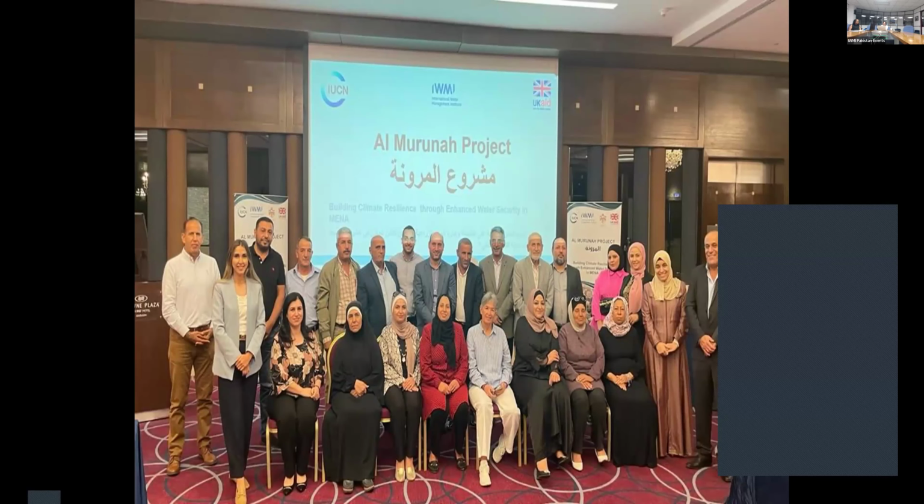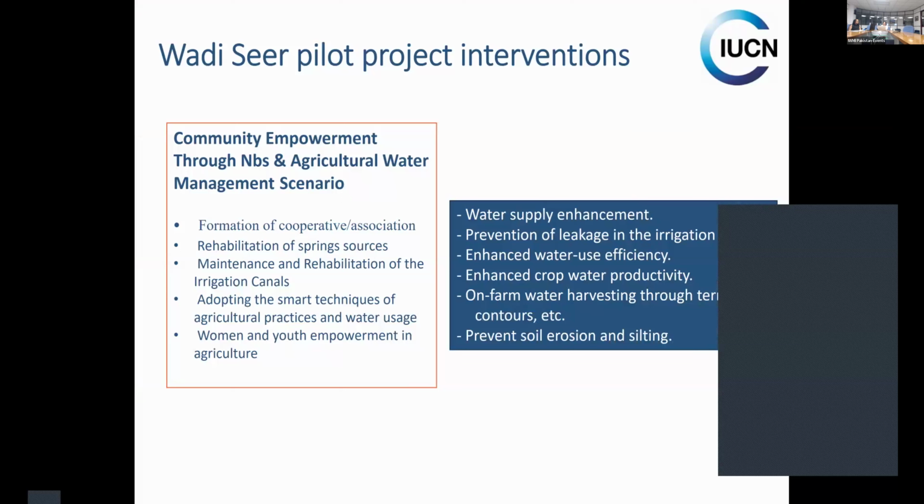And here you can see the final workshop to agree on the scenario and the interventions, in the presence of the ministries' representatives and the local community. And here you can see the last workshop results. The attendees from ministries and local community agreed to have these interventions, which mainly focus on the formation of a cooperative or association, rehabilitation of spring sources, maintenance and rehabilitation of irrigation canals, and adopting smart techniques of agricultural practices and water usage.